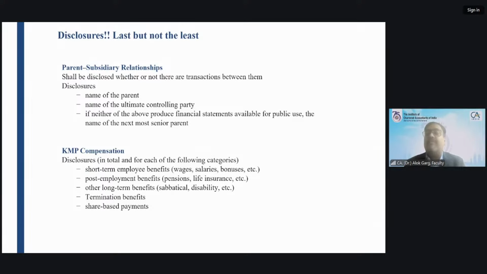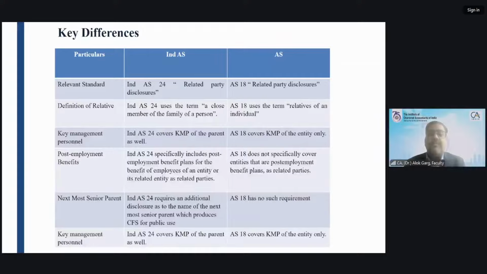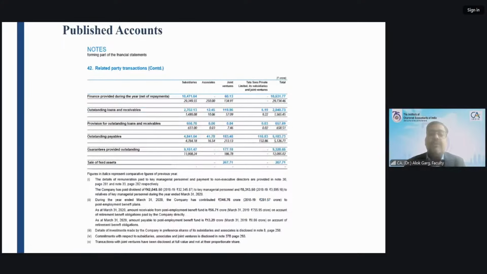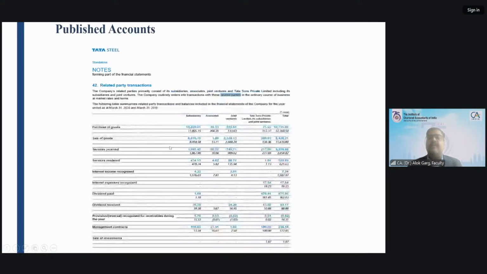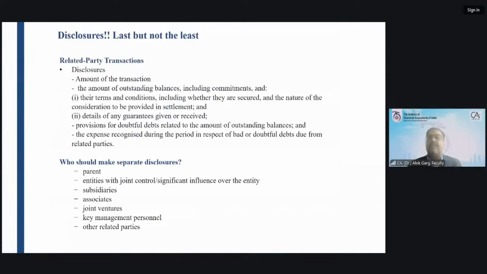What is disclosure number two? See, if you see this disclosure, these are the names of the related parties and what is the relationship? Subsidiary companies. Okay. So the name of the related party and the relationship with the related party. Second is what? What is second?